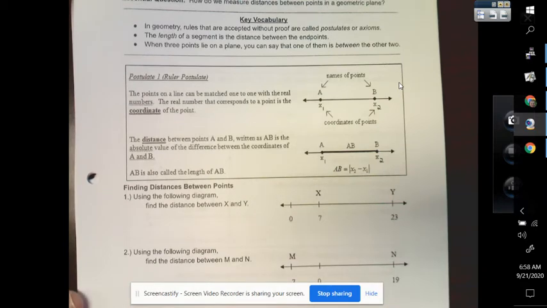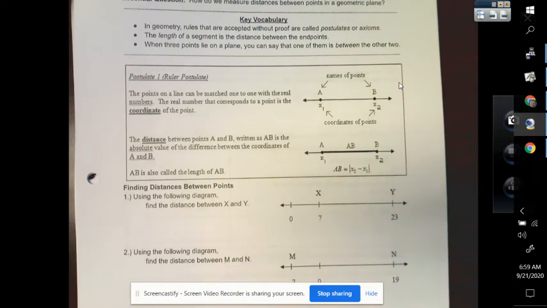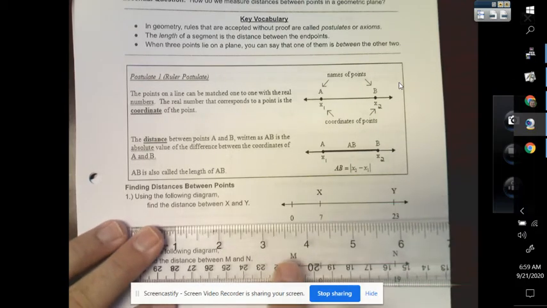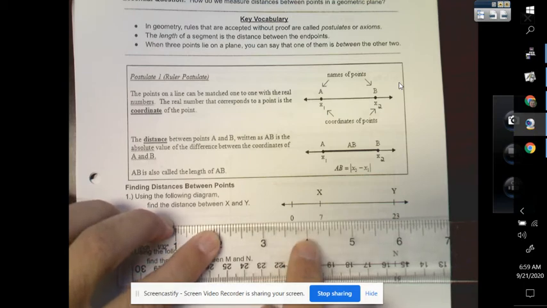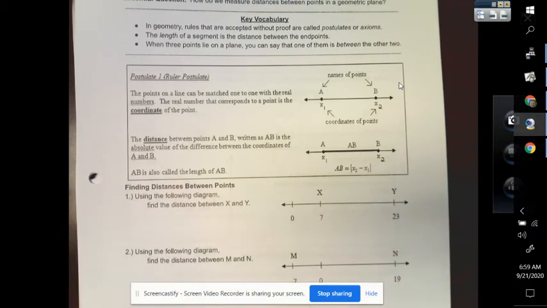The points on a line can be matched 1 to 1 with the real numbers. The real number that corresponds to a point is the coordinate of the point. All right, so if you're reading a ruler from left to right, all we're saying here is basically you can look at this. I know this is a clear ruler, okay? But if you had a point here and here, if you want to find the distance from 4 to 2, you could just do 4 minus 2, right? That's all we're talking about here, okay?